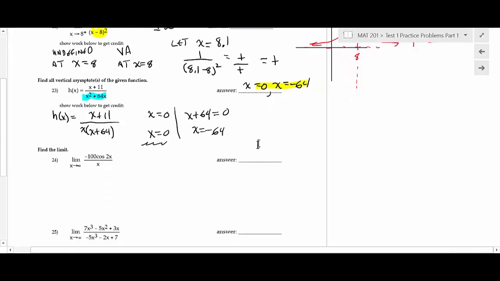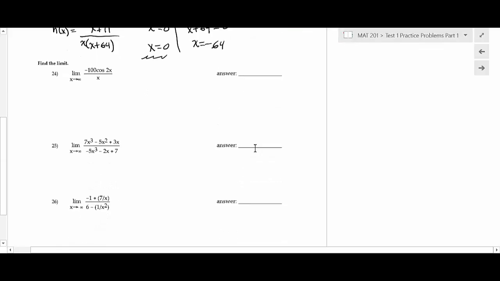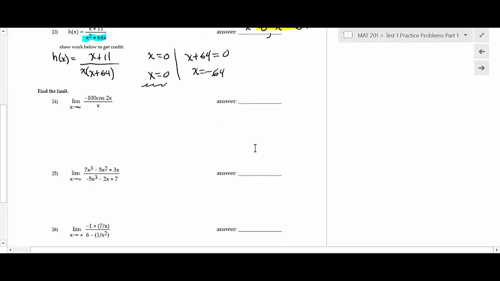Okay, now the next one we're going to be looking at a couple of limits as x approaches infinity. And these kind of things here are totally dependent on knowledge of rational functions, basically. So what's going on in this problem is, you're going to get an infinitely large denominator here.